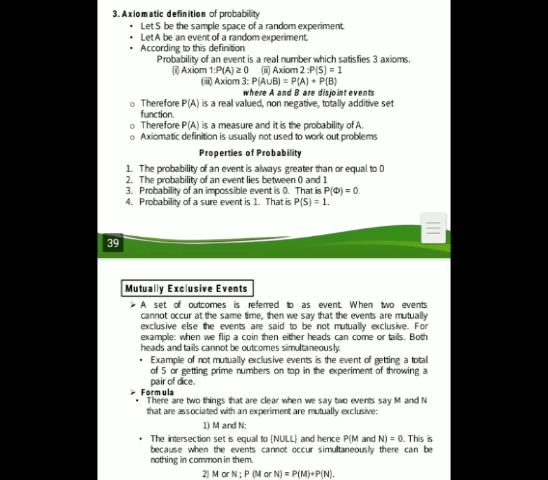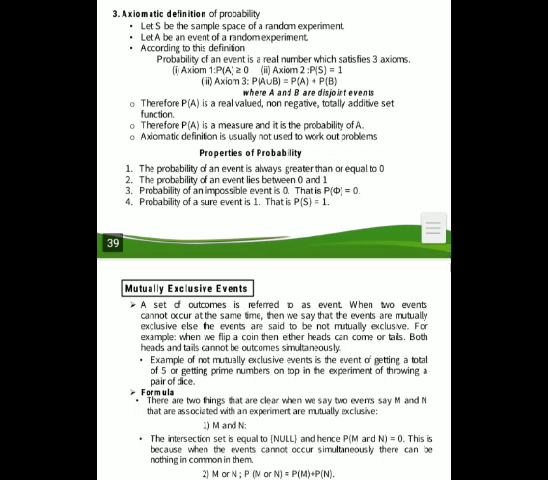Mutually exclusive events. A set of outcomes is referred to as an event. When two events cannot occur at the same time, we say that the events are mutually exclusive, else the events are said to be not mutually exclusive. For example, when we flip a coin, either heads can come or tails. Both heads and tails cannot be outcomes simultaneously. An example of not mutually exclusive events is the event of getting a total of 5 or getting prime numbers on top in the experiment of throwing a pair of dice.